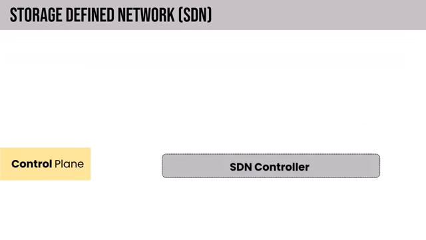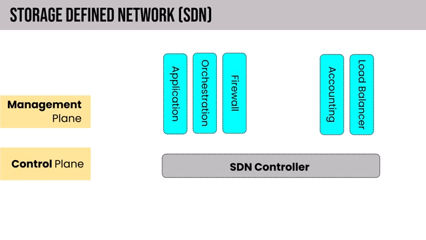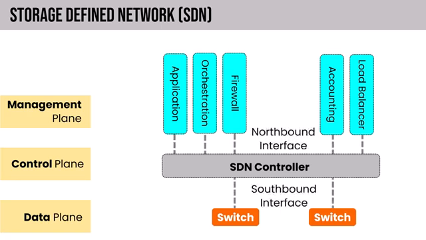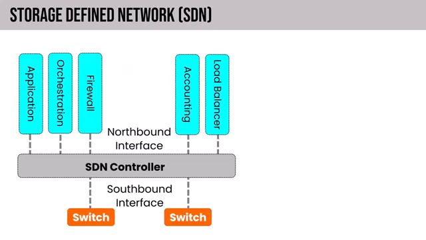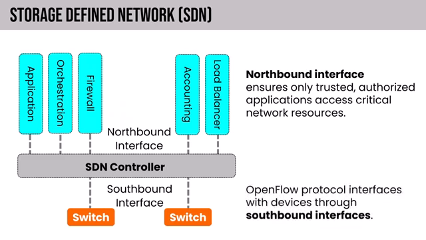So just to visualize for you here, we have the control plane, the SDN controller, and the management plane, which is exposed to the control plane through the northbound interface, and the data plane, where our switches and routers, our underlying network infrastructure, reside. So again, management plane exposed through the northbound interface, data plane exposed to that controller through the southbound interface. To dig in just a bit further, the northbound interface ensures only trusted, authorized applications access critical network resources, and OpenFlow as a protocol at the control plane interfaces with devices through the southbound interface.